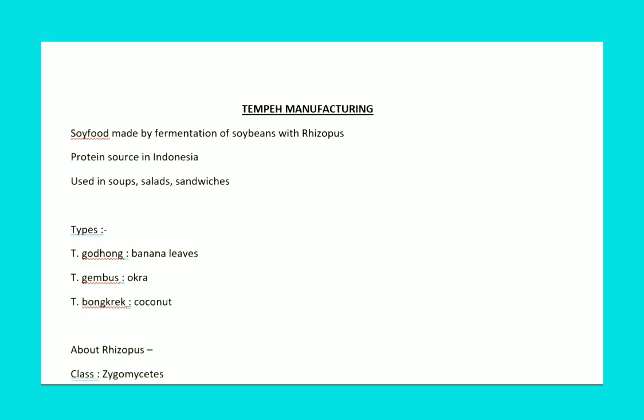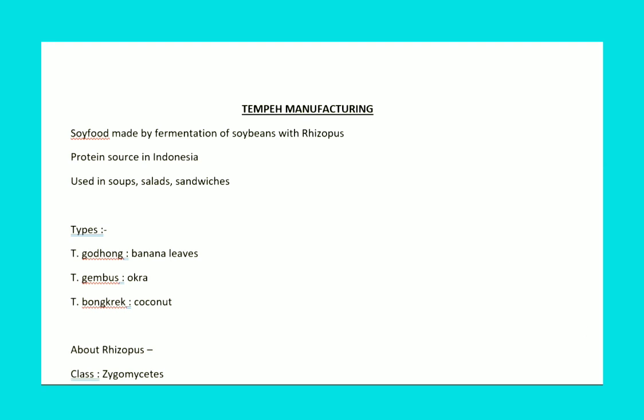It is basically made from controlled fermentation in which we use an inoculum. We use Rhizopus oligosporus, that is a mold, as a starter here. Indonesians consume the tempeh in the form of cut slices and cubes, and they also deep fry it and use it in soup, salad or sandwiches.